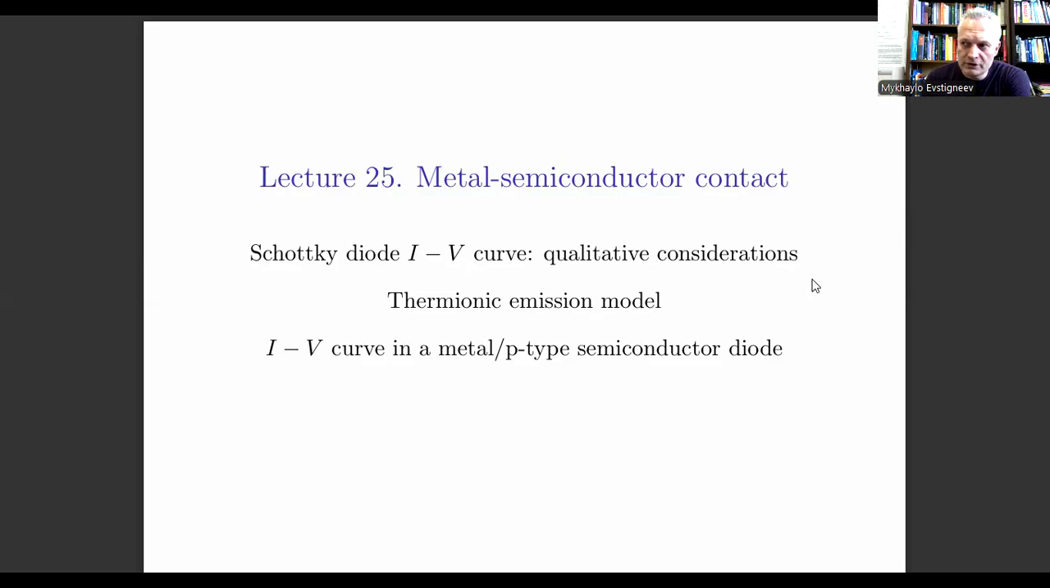I will introduce the thermionic emission model. I will apply it to the diode where the semiconductor is of N-type. And finally, in the last slide, I will tell you what changes in this model if the semiconductor is of p-type, even though p-type semiconductors are used in industrial applications almost never, extremely rarely.